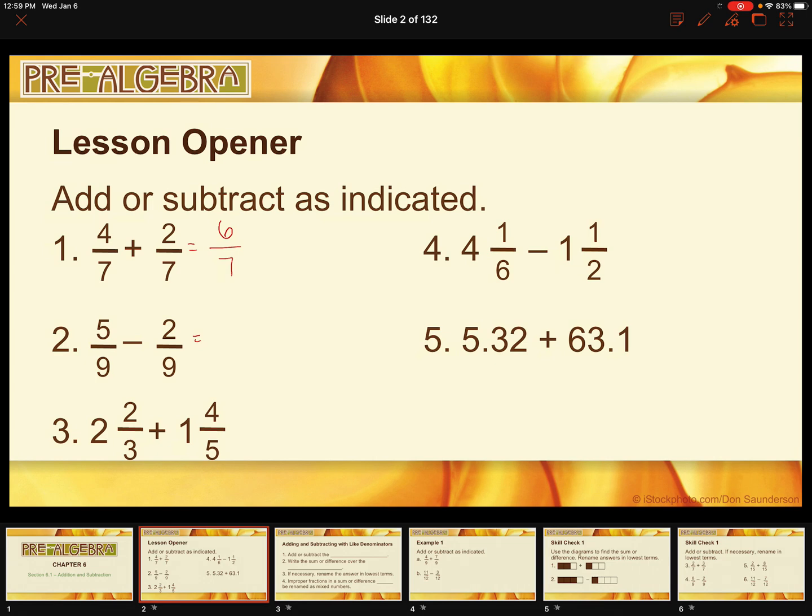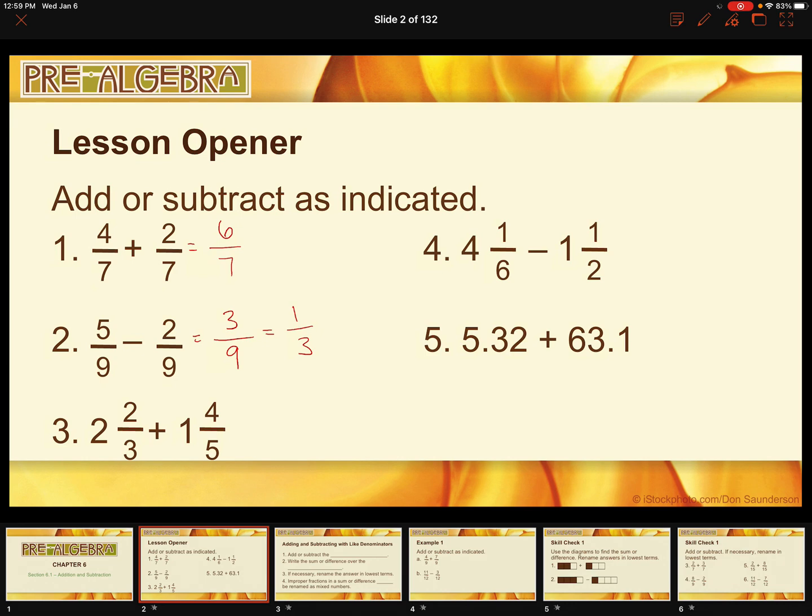5/9 minus 2/9, I see they have the common denominator of 9, so I can subtract. 5 minus 2 gives me 3/9, but I'll want to reduce that by dividing top and bottom by 3 to get 1/3.